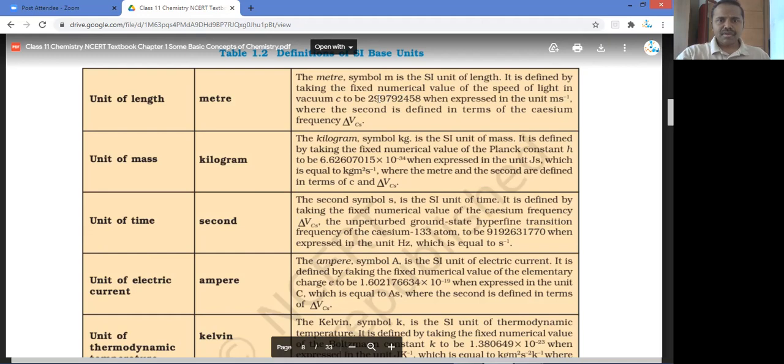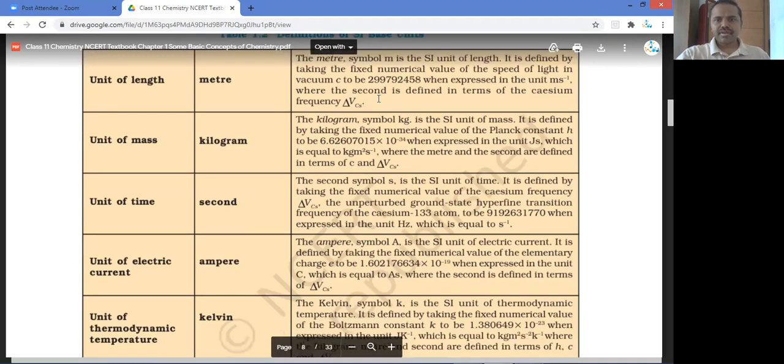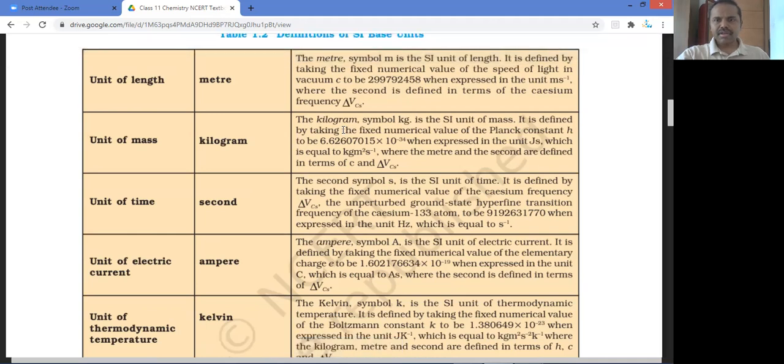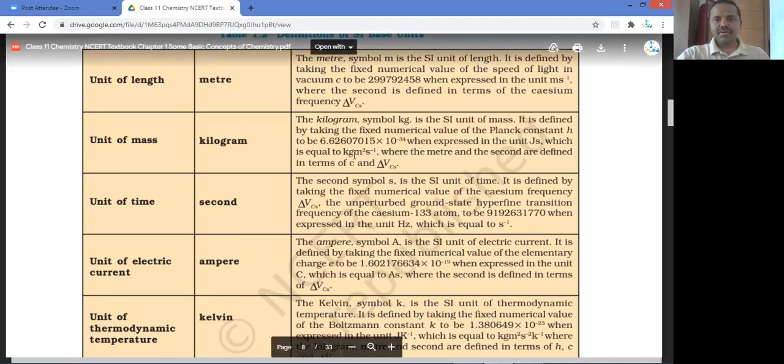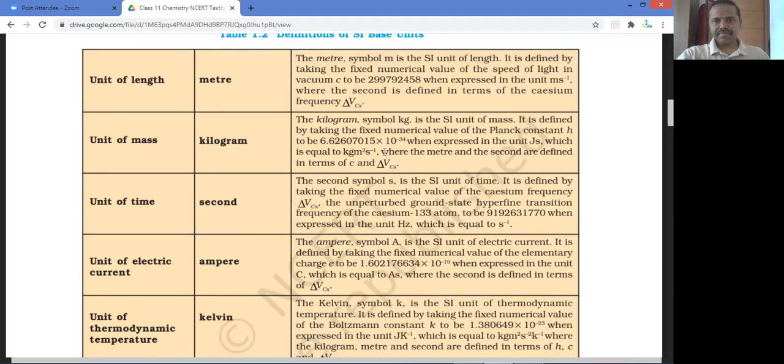And kilogram, Planck constant. I think that also will be given, right? Yeah. 6.62 into 10 to the power of minus 34, the fixed numerical value of the Planck constant when expressed in the unit Js, joules second. And joules second is equal to kilogram meter square per second.